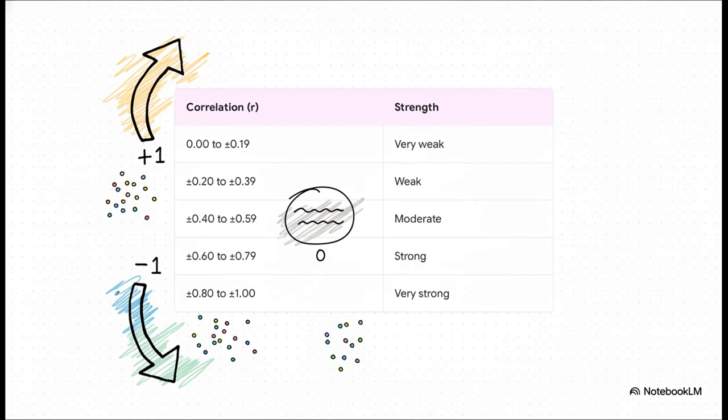The closer it gets to -1, the stronger the -1. And if that number's just kind of hovering around 0, well, that's a pretty good sign that there's no real straight line connection there at all.